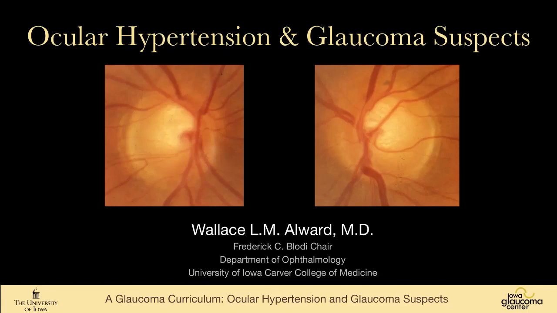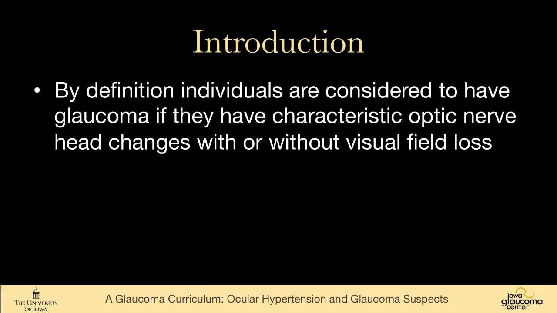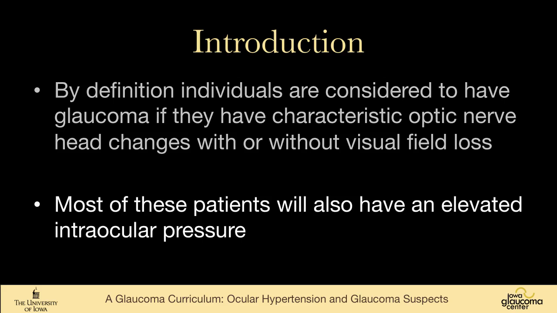We're going to talk briefly about ocular hypertension and glaucoma suspects. By definition, individuals are considered to have glaucoma if they have characteristic optic nerve head changes with or without visual field loss. And most of these patients will also have an elevated intraocular pressure.